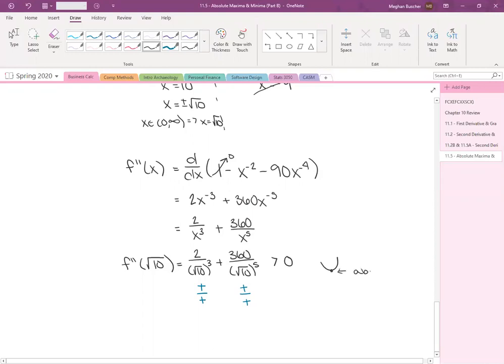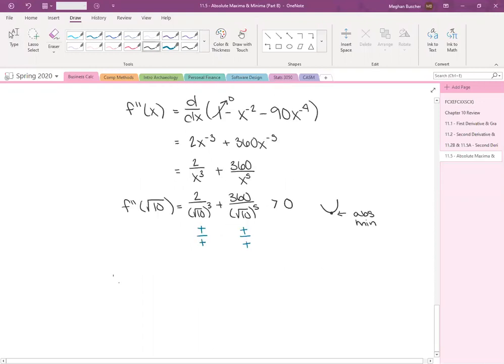So that is going to be an absolute min. So we can say our absolute min is f of square root of 10, and then whatever that number might be. Not too bad. Any questions about that problem?